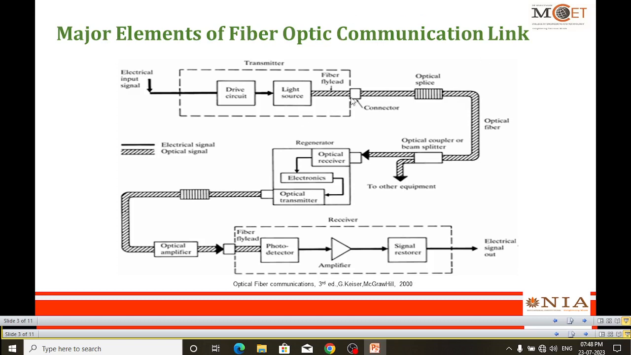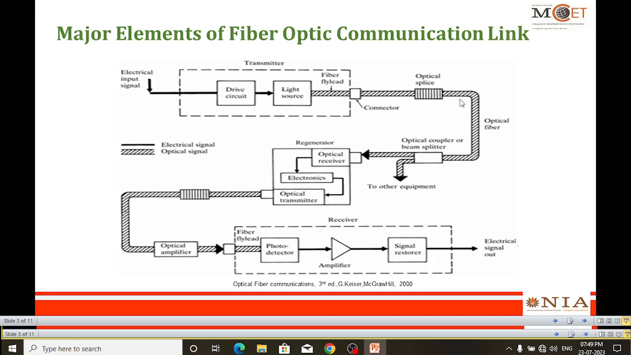You should always remember that the major elements are the transmitter, the fiber optic cable, and the receiver in the fiber optic communication link. On the transmitter side, the most important components are optical sources: light emitting diode and laser. On the receiver side, the most important is the photodetector, photodiode, or avalanche photodiode.